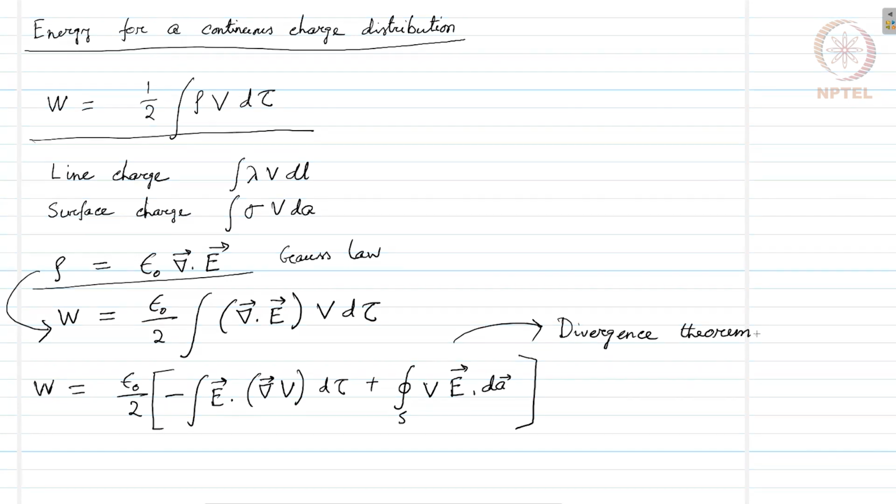Okay. Now, the gradient of the potential we have here is nothing but the negative of the electric field, and if we have that, then we can write the work done as epsilon naught over 2 volume integral of E squared d tau, that comes from the fact that the gradient of the potential is minus the electric field, plus a closed surface integral over V E dot dA.